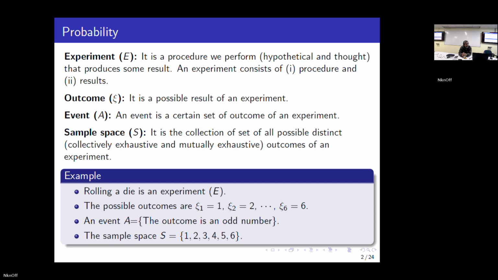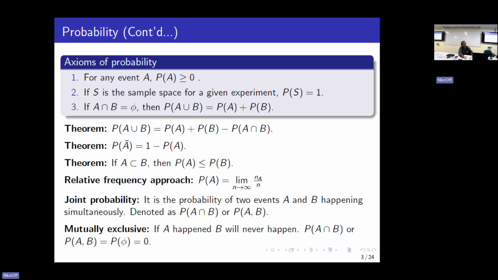Now let's say rolling a die is an experiment, so we call it E. The possible outcome could be 1, 2, 3, 4, 5 or 6. The event A, we can define in many ways. You can define event A as the outcome being an odd number. Whatever outcome is an odd number, that is an event. And what is the sample space? The collection of all outcomes: 1, 2, 3, 4, 5, 6. You see it is collectively exhaustive, nothing can come other than this. And mutually exclusive, meaning if 1 comes, 2 cannot come. So let's proceed quickly.